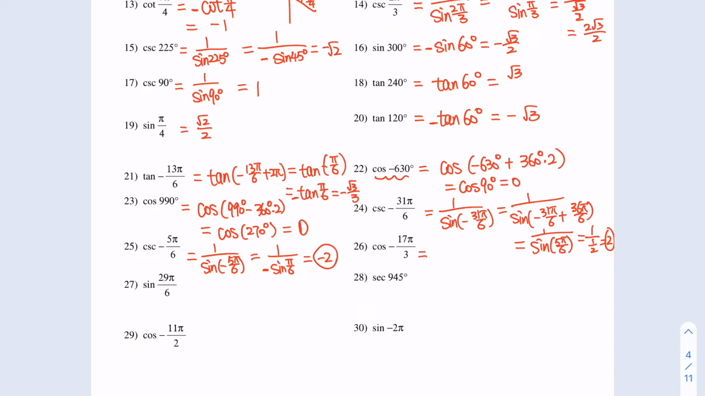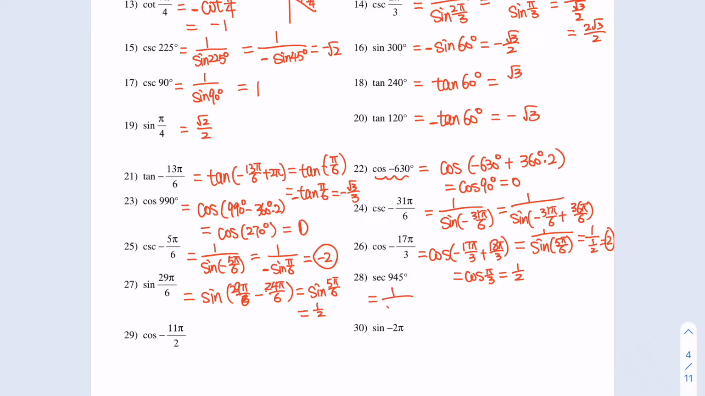It's up to you. So cosine negative 17 pi over 3, I can add 6 pi, which is 18 pi over 3. So that gives me cosine pi over 3, cosine 60, which is 1/2. Sine 29 pi over 6 equals sine 29 pi over 6 minus, I can subtract 2 pi, I can subtract 24 pi over 6. That's 4 pi. So that gives me sine 5 pi over 6, which is 1/2.